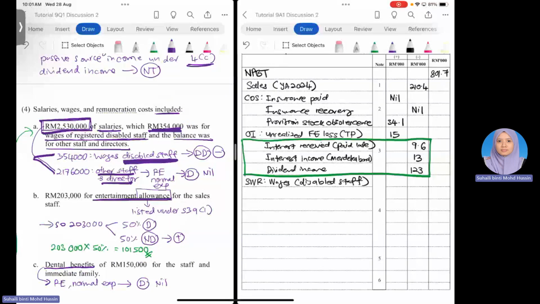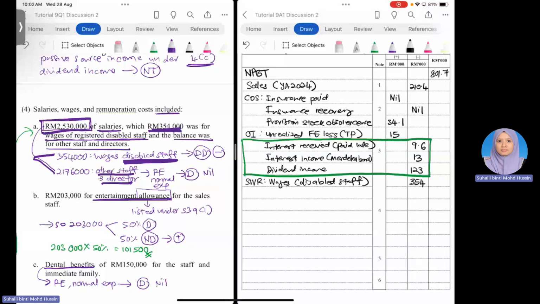Right. So the company can enjoy double deduction. So double deduction, you can minus one more time for taxation purpose. Okay, so 354,000 ringgit already deducted in SOCI. Another one time, the company can deduct in the tax computation at the adjusted business income level. Okay, 354,000 ringgit. And the other balance of the salary, the company paid to the other staff and the director.